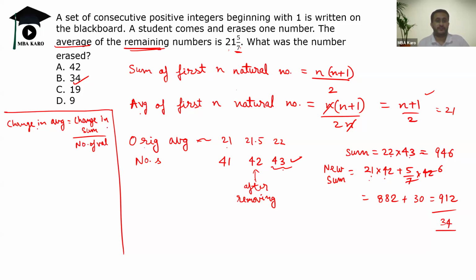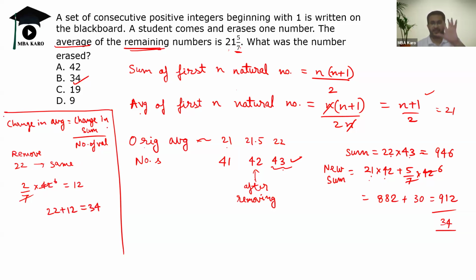If you remove the average value, that is, if you remove 22, the average will remain the same. But what is the change in average? The change in average is 2 by 7, and the number of values is 42 here. So that means the change in sum is 12. Basically we are removing a number which is 12 more than the average, which is why the average is reducing. So 22 plus 12 is 34.